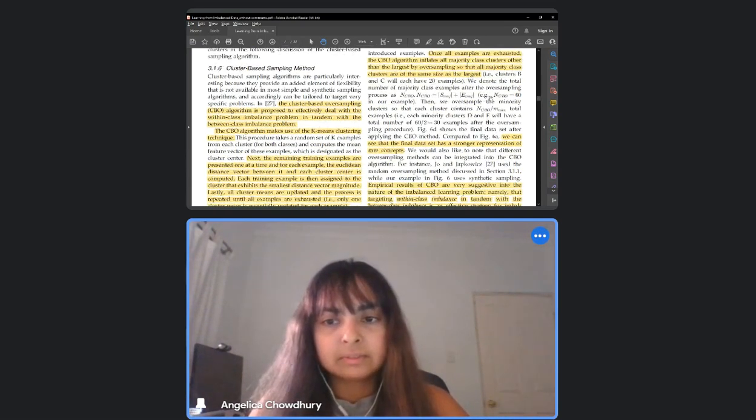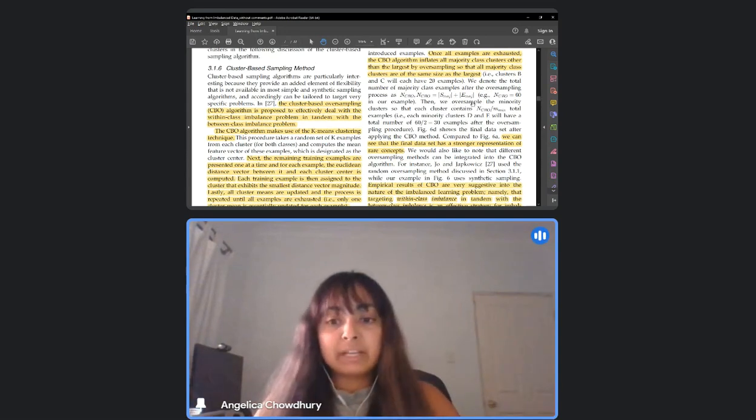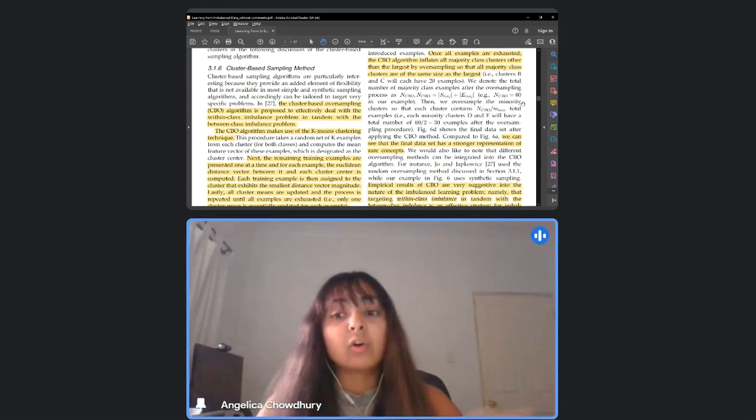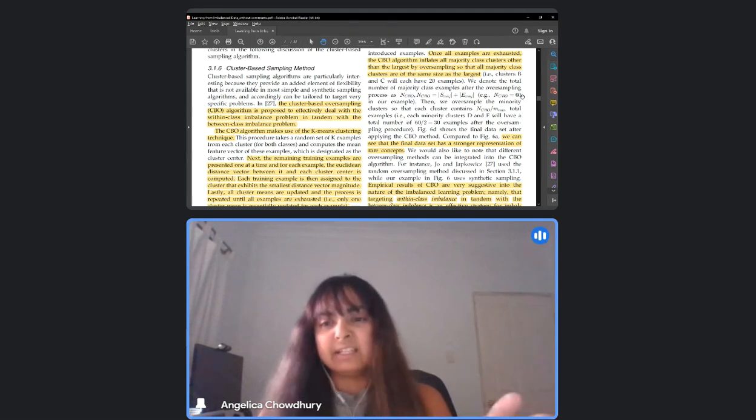And then what is it doing for undersampling, right? Sorry, what is it doing for the minority class? For the minority class, it is oversampling, obviously. But how is it oversampling it? It is taking the number of data points in the majority cluster after oversampling the majority cluster as needed.